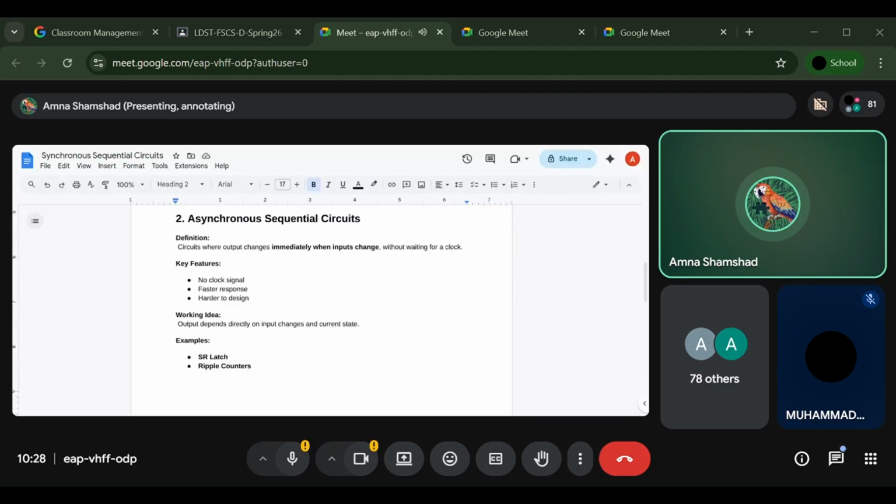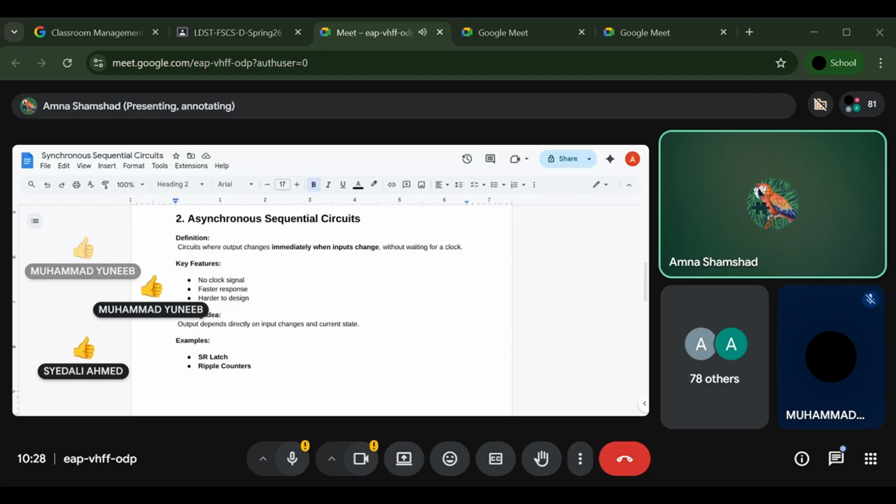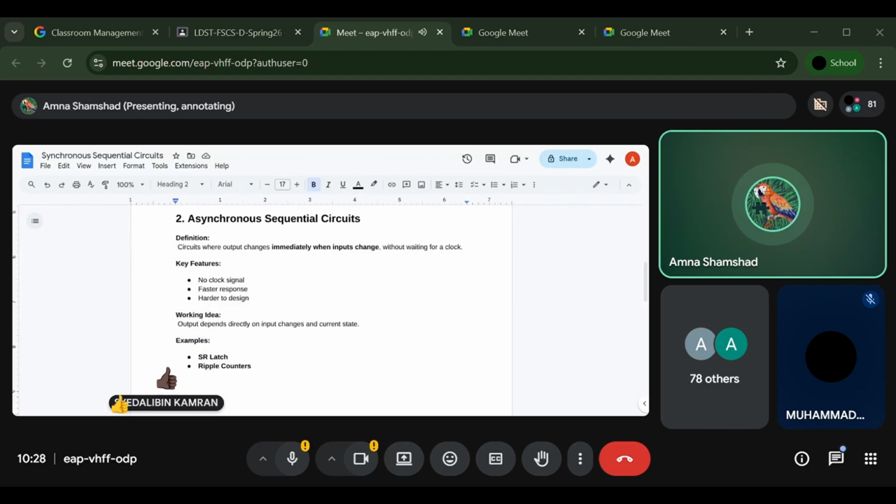What is the main difference between synchronous and asynchronous? Asynchronous changes its output immediately as soon as you change its input, plus it is already dependent on the previous state, but there is no clock signal present in the asynchronous circuit. This will not wait for the clock. So the key features of asynchronous circuits are there is no clock signal, and obviously a faster response because they are not waiting for the clock to occur.